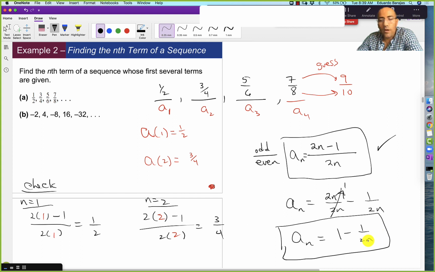If n is 1, we end up with 1 minus 1/2, which is half. When n is 2, we end up with 1 minus 1/4, which is 3/4. That also works. So here's another way of expressing the same answer.